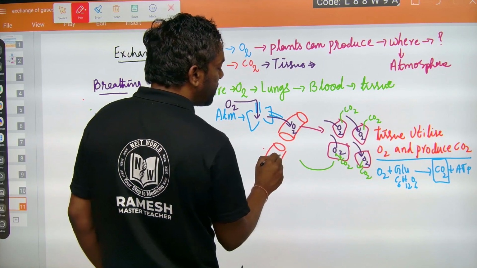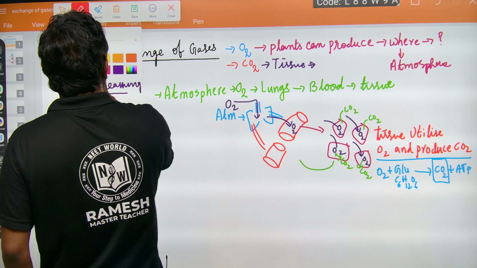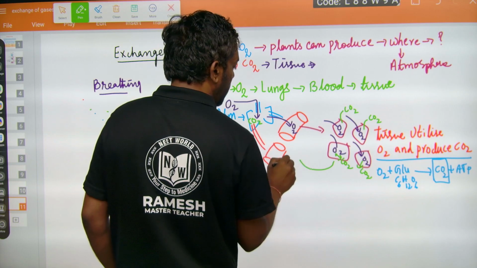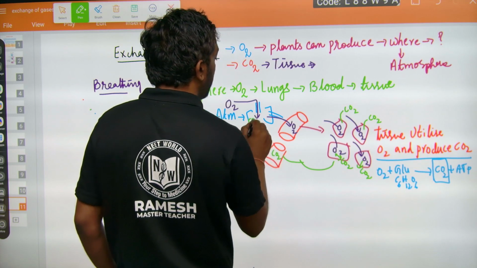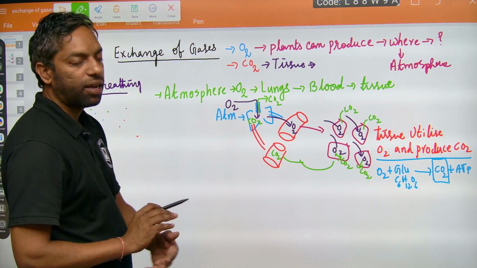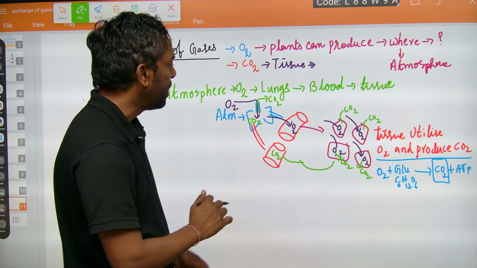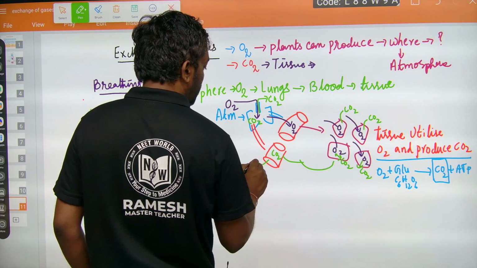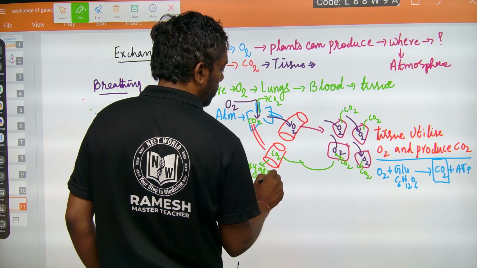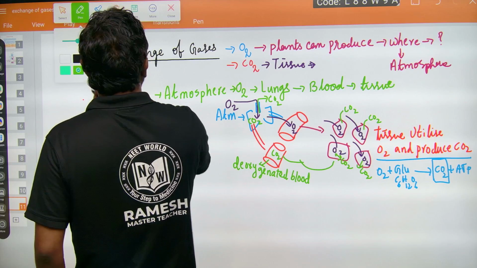This is oxygenated blood, this is deoxygenated blood. This finally reaches the lungs. The CO2 which reaches the lungs enters the blood and finally exits in exhalation. Oxygen enters in inhalation, and carbon dioxide exits in exhalation through the blood. This is deoxygenated blood. This is oxygenated blood.